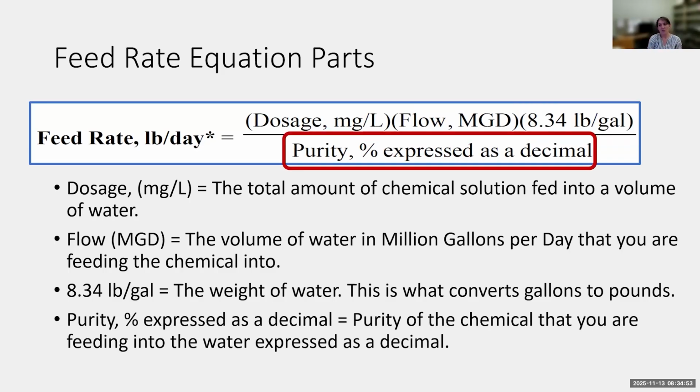So we take all that and we divide it by purity percent expressed as a decimal, which is the purity of the chemical that you're feeding into the water expressed as a decimal. So how do we express a percentage as a decimal? Well, you take your percent and you divide it by 100%. So if our chemical solution has a 65% purity, what is that as a decimal? Well, it's 65% divided by 100%, and we get 0.65.